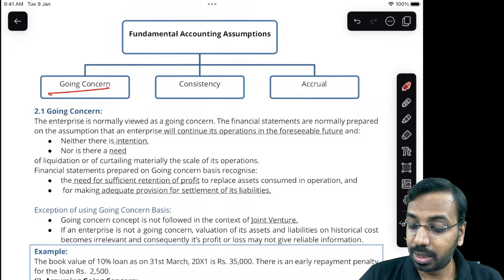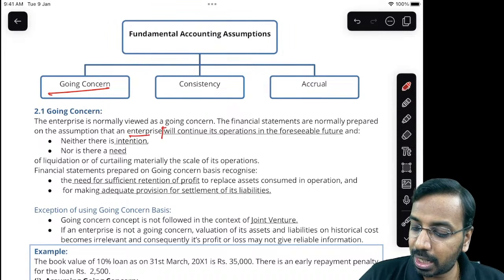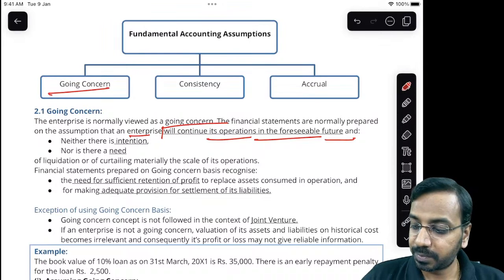So what is going concern? Going concern is an assumption that an enterprise will continue its operation in the foreseeable future and neither has the intention nor a necessity.